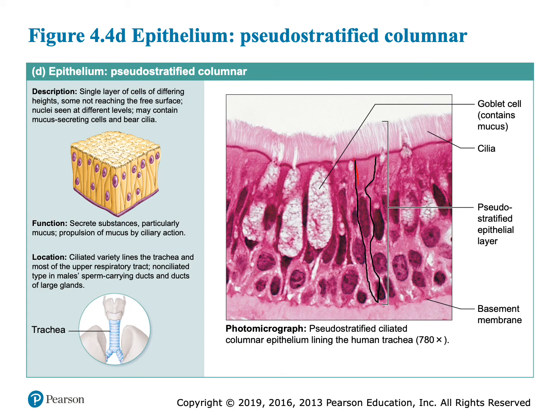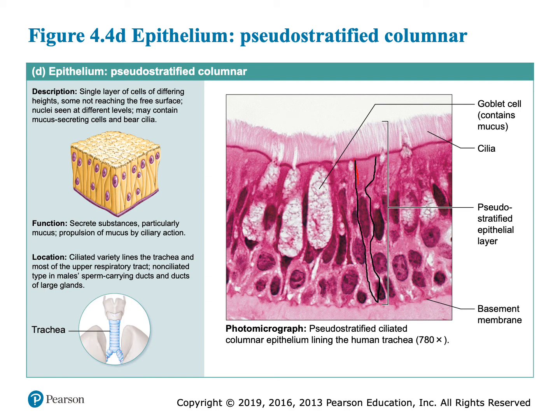He also has these goblet cells like this right here that secrete mucus. So if you get some sort of tracheitis or bronchitis and sometimes you start coughing up snotty stuff, that came from those goblet cells.